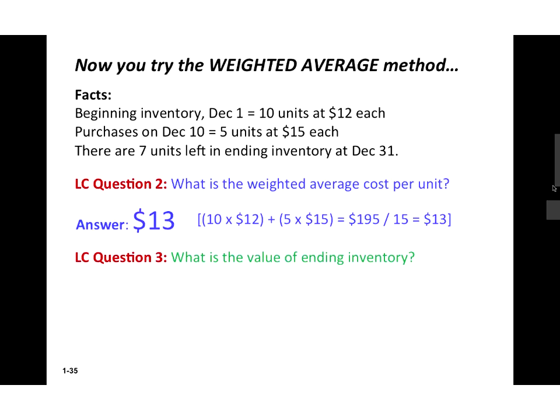Again, you're going to take the 7 units of ending inventory times that weighted average cost of 13.